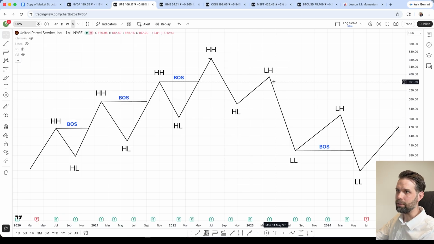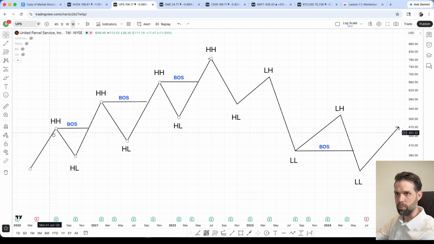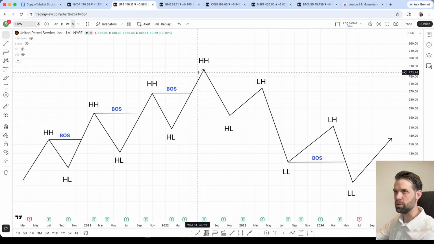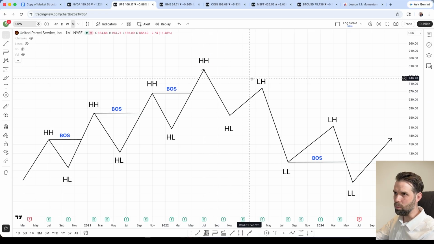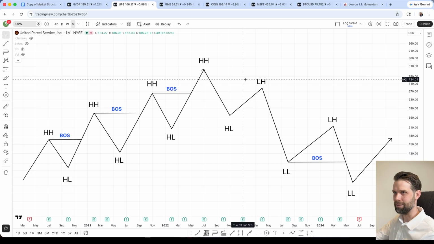Now, right around here, we have something different. We have what's called a change of character. Our price action here has a higher high, a higher low, a break of structure to the upside, higher high, higher low, break of structure to the upside. We make another higher high, and then price comes down to a higher low and we make our first lower high. So this is our first little warning sign that maybe the trend is changing.